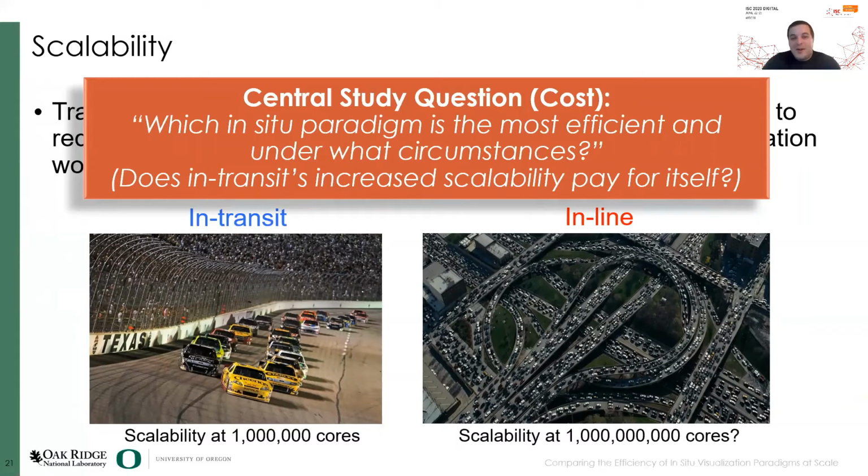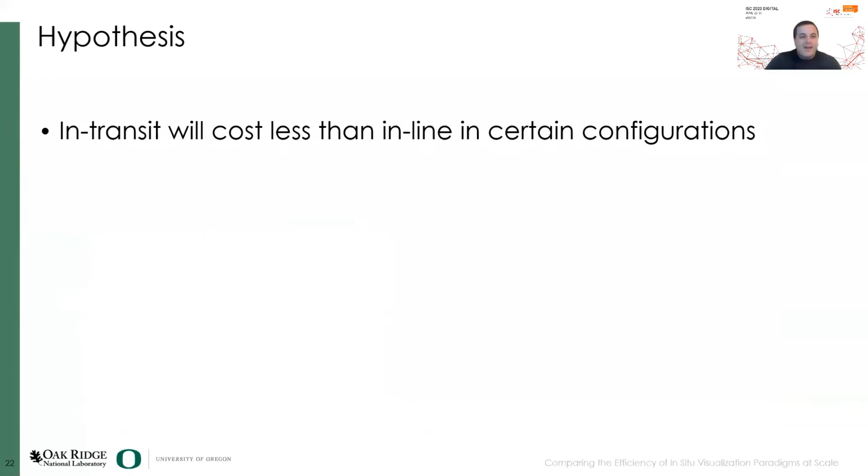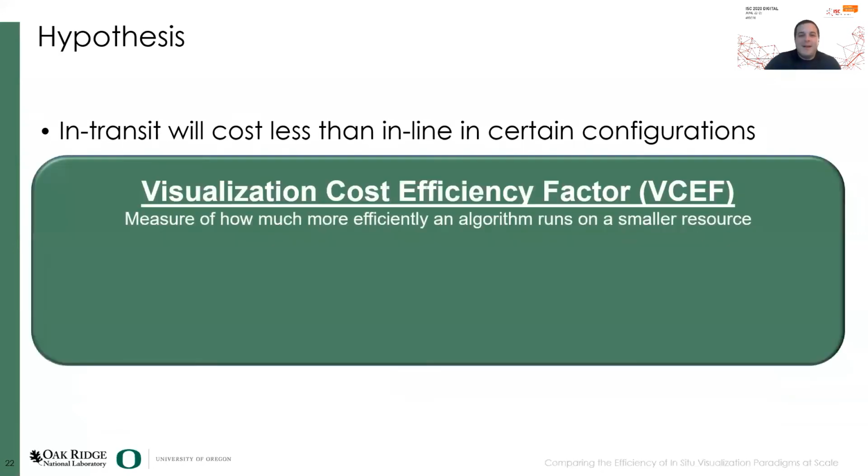That then is really the central study question in this work: cost. Which in-situ paradigm is the most efficient and under what circumstances? And then parenthetically, does in-transit's increased scalability ever pay for itself? Our hypothesis with this work is that in-transit will cost less than inline in certain configurations.